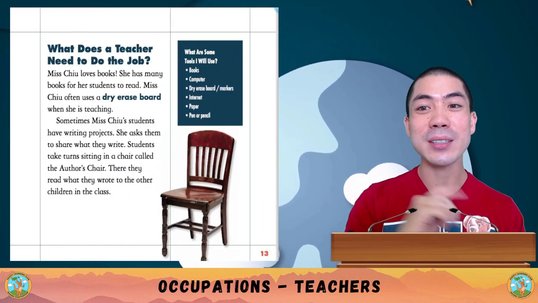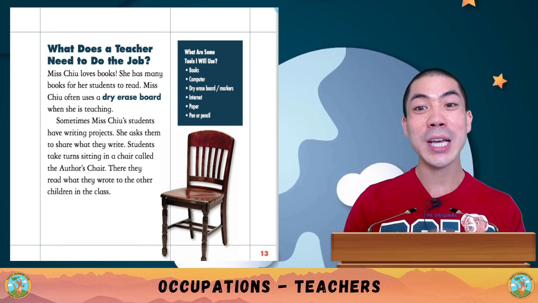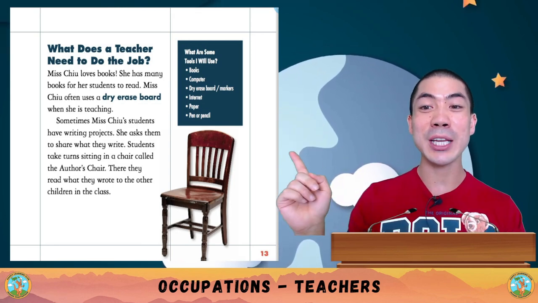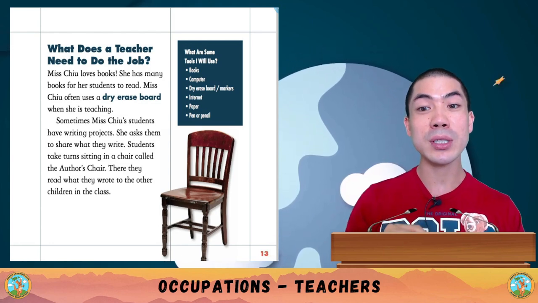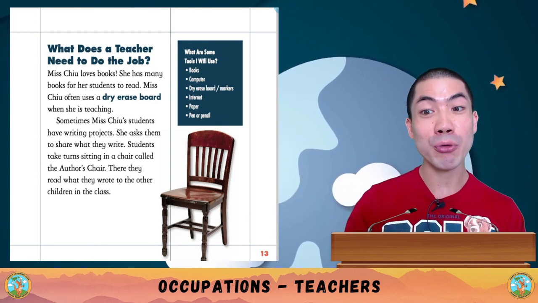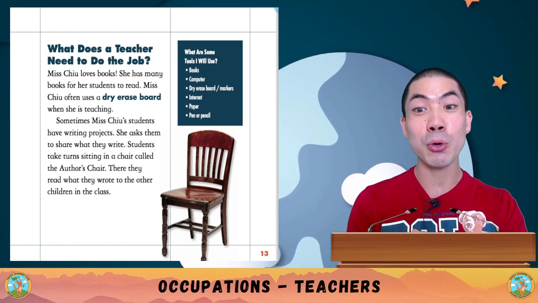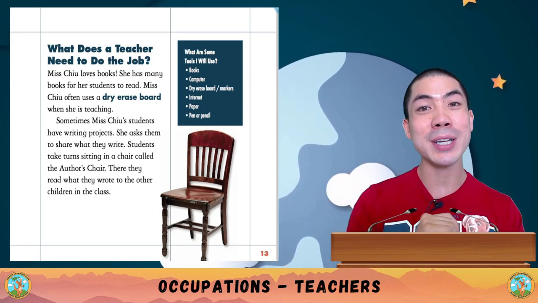What does a teacher need to do the job? Miss Tree loves books. She has many books for her students to read. Miss Tree often uses a dry erase board when she is teaching. Sometimes Miss Tree's students have writing projects. She asks them to share what they write. Students then take turns sitting in a chair called the author's chair. There they read what they wrote to the other children in the class.